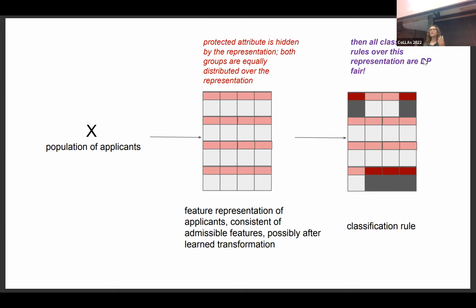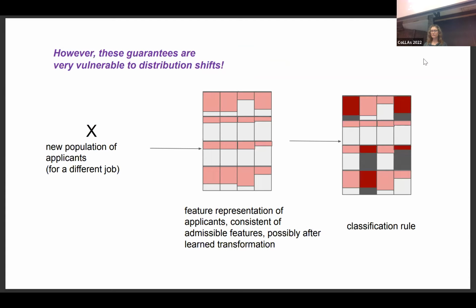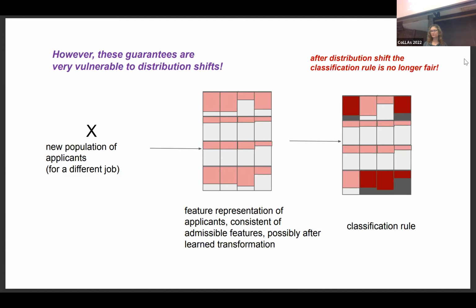So this was the initial approach. However, if we assume that there is a distribution shift, which could be quite common in reality, for example in job applications, you could have the same job with the same qualifications but in a different city, then we get a distribution shift, and now the fairness guarantee does not hold anymore. In fact, the more fine-grained the representation is, the more vulnerable it will be to distribution shifts. After distribution shifts, the classification rules are no longer fair.